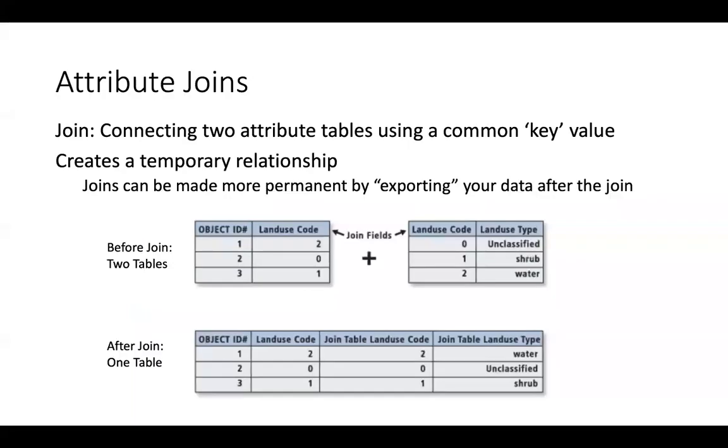Now let's talk about attribute joins. Attribute joins connect two attribute tables using a common or unique identifier that's common across both tables. This creates a temporary relationship, but you can make the resulting larger table permanent in ArcGIS by exporting your data after the join.